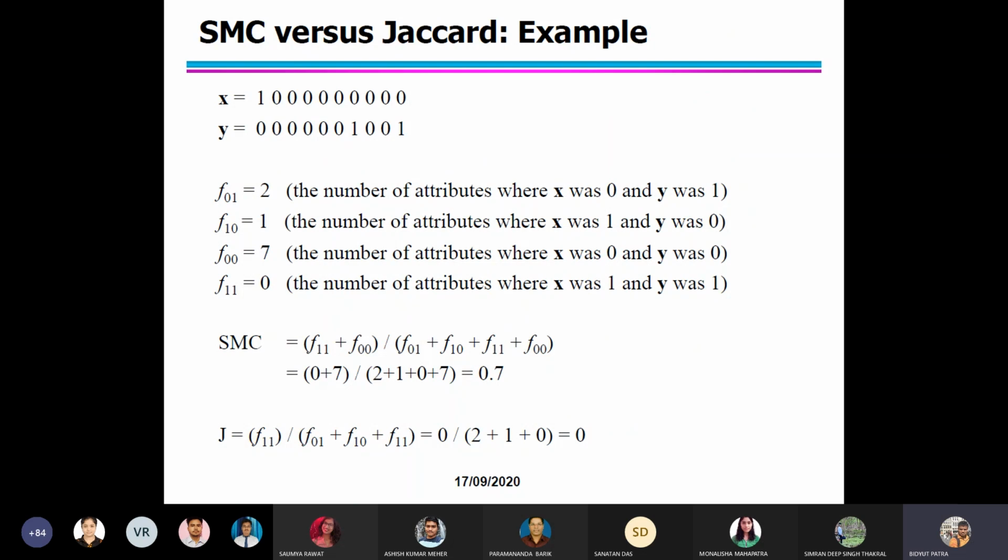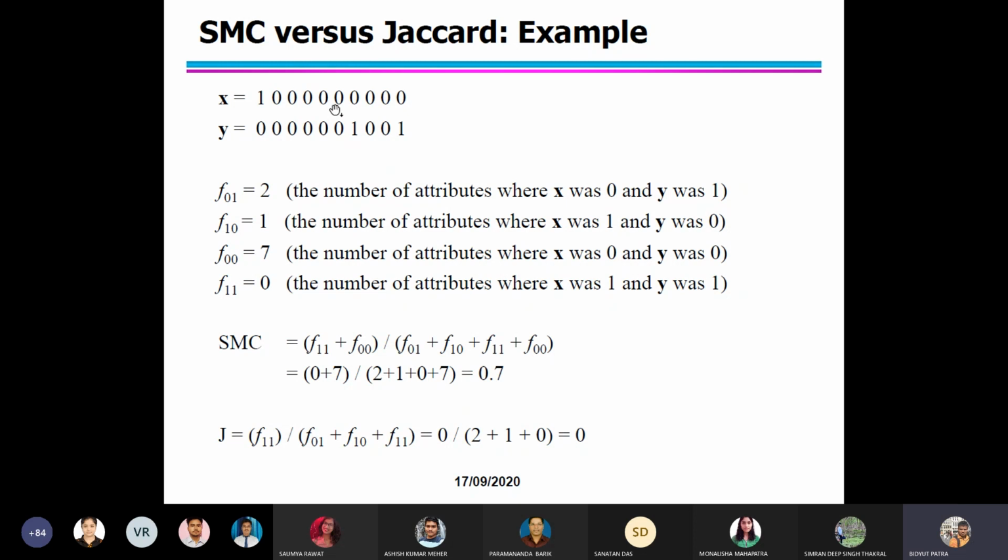We have an example here, which will be much easier to understand. Let's say X is an item and Y is another item, and we have the attributes 1, 2, 3, up to 10. So we have 10 attributes, 10 dimensions, 10 features. Now we compute the SMC. Wherever there are zeros, those will also be counted, so 1, 2, 3, 4, 5. And wherever there is a 1, there is no 1.